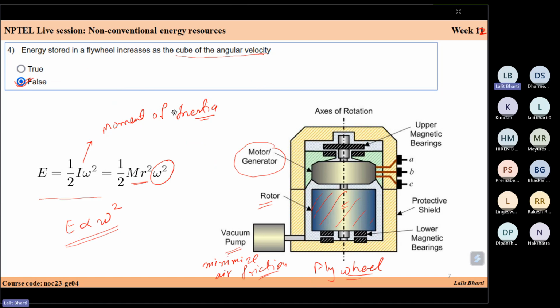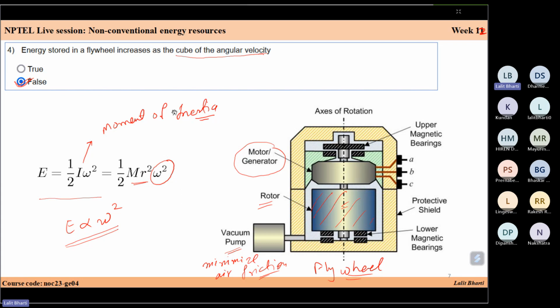Then this is the next question. This is basically on flywheels. So what is a flywheel? This is a kind of mechanical energy storage device. Till now we have seen electrochemical and chemical types of energy storage and energy generation devices. But now we have a device or system which stores mechanical energy.